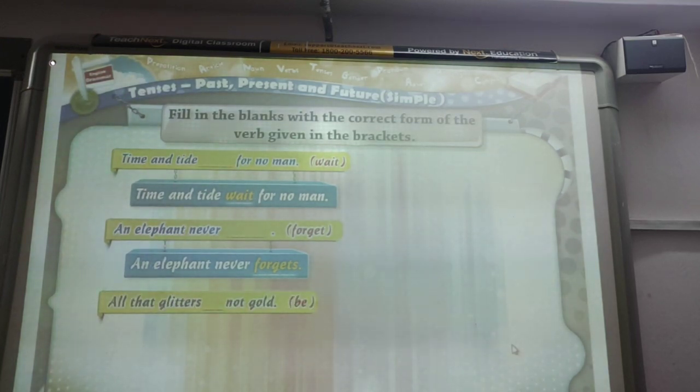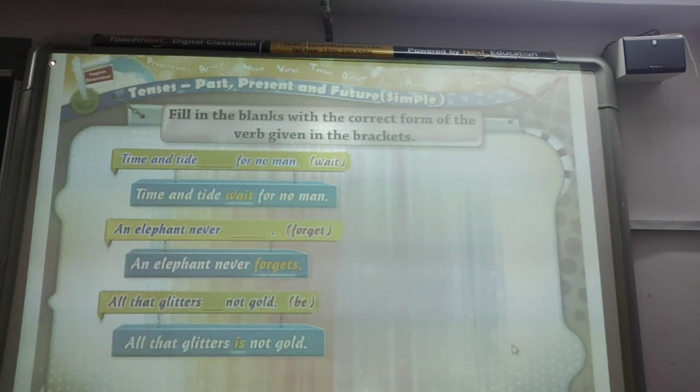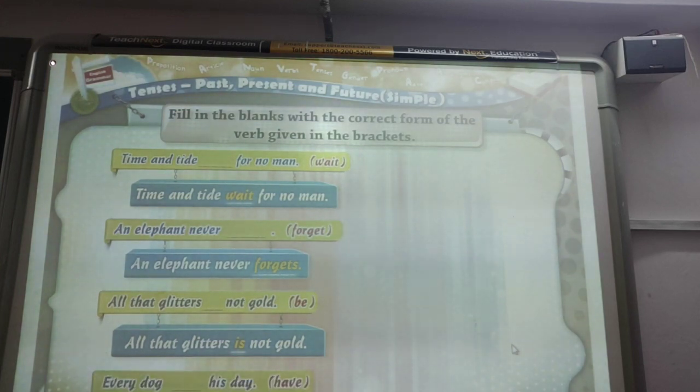All that glitters dash not gold. Is. All that glitters is not gold. Every dog dash his day. Have. Every dog has his day.